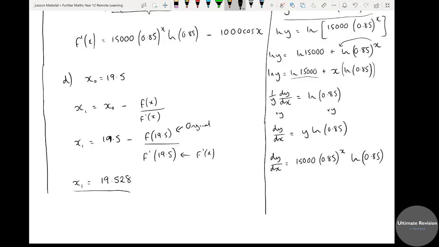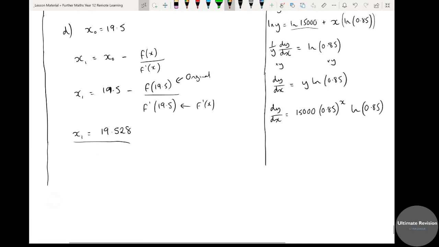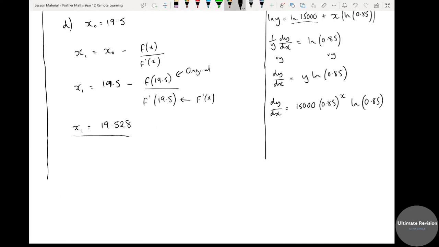And again, I think Philip asked the question last lesson, how do you know to start with 19.5? Well, it's a little bit of an educated guess. It's one of the limitations of using the Newton-Raphson method. You have to give a starting point. But 19 years for an age of a car is not terrible.